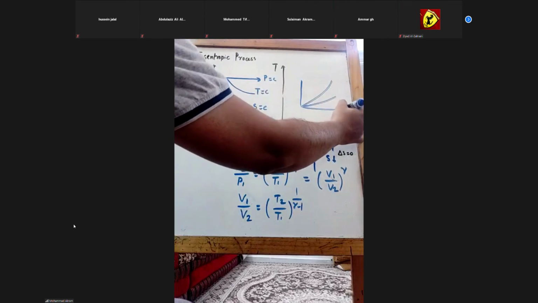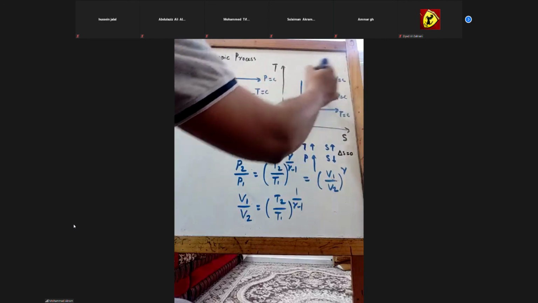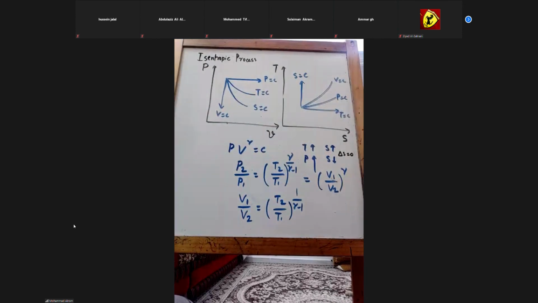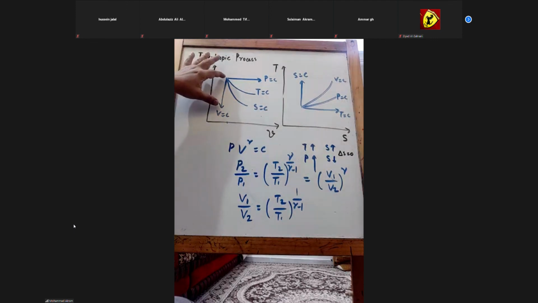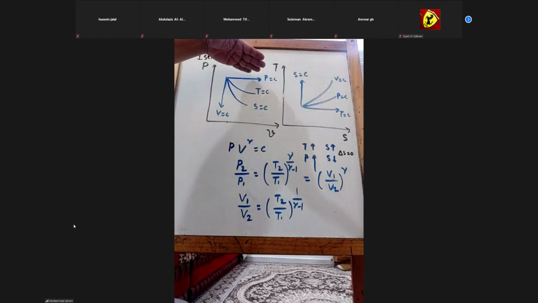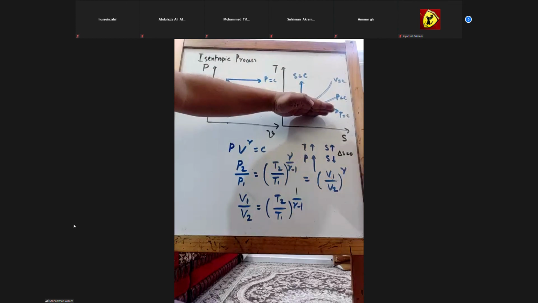What is this process? This process is T equals C. This is P equals C. This is V equals C, and this is S equals C. Am I right? Constant volume process has 90 degrees. Constant pressure, 0 degrees. Then we have constant temperature, then constant entropy. This line is constant temperature, constant pressure, constant volume, and constant entropy.